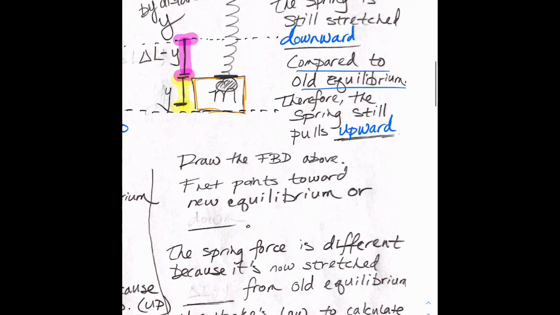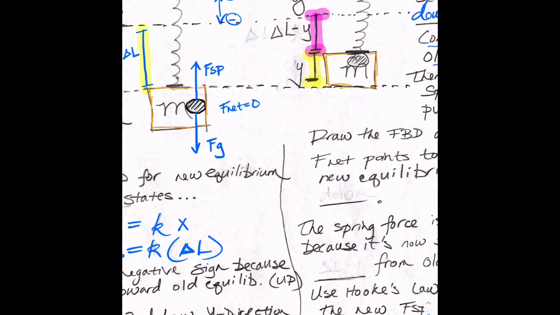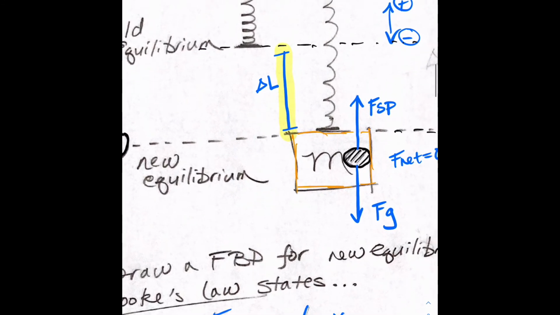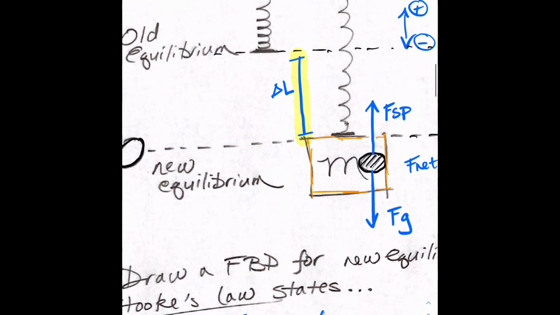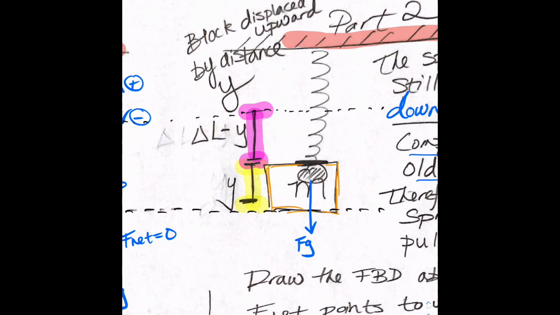Okay, so what we have here then, if we think about this, is that force gravity is going to be the exact same size as before. And you drew it over here on the left, so I'm going to redraw it the same exact length as before. But now the force spring was pulling harder here because it wanted to get all the way back to old equilibrium, which was a distance delta L away. Here, the mass is now higher up, so the distance away is delta L minus y, the pink distance from old equilibrium.